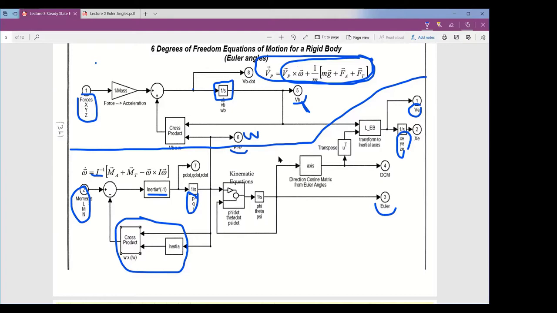All right, next step is we're going to look at the specifics of the steady state equations of motion.